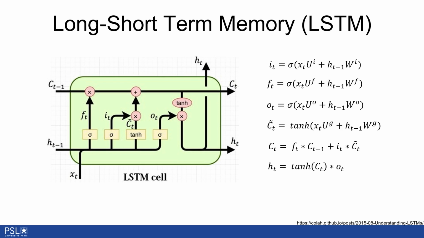For the content, first the input candidate is computed based on the current input and previous hidden state. And then the cell state is computed based on the input candidate, C tilde, and the previous cell state. Finally, the hidden state is a function of the cell variable, and it is controlled by the output gate.